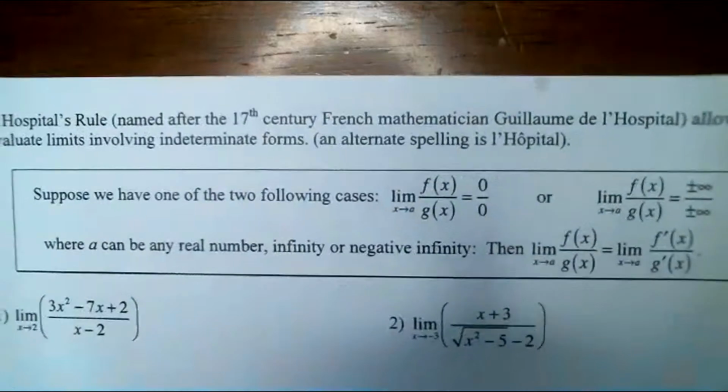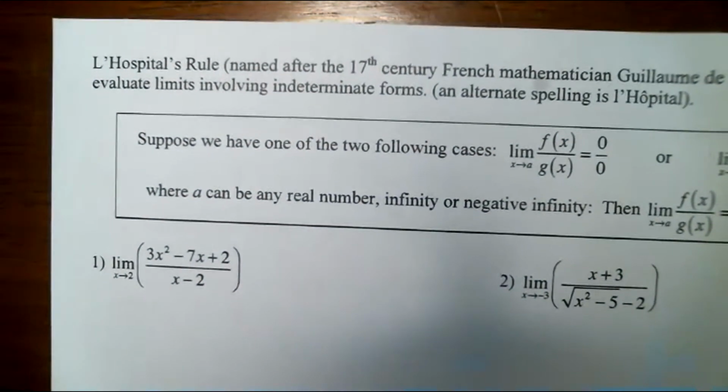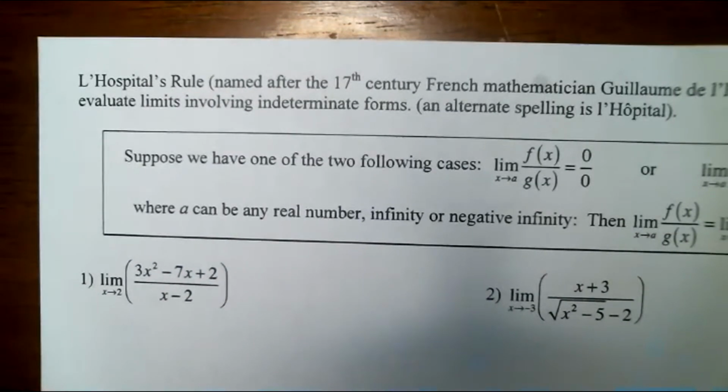L'Hospital's rule. It's named after the 17th century French mathematician Guillaume de L'Hospital, and it allows us to evaluate limits involving indeterminate forms. An alternate spelling is L'Hôpital.